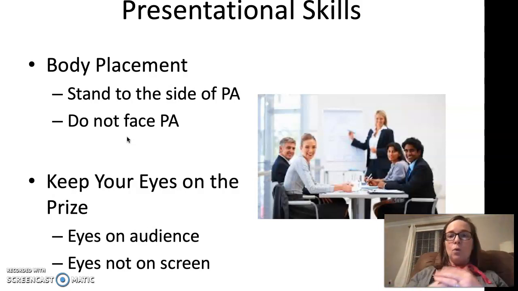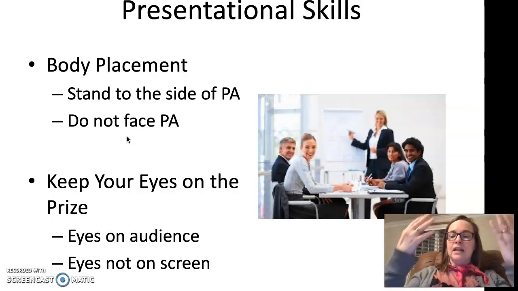PowerPoint or Prezi or whatever visual aid that you're using should enhance and not take over your presentation. So you want to make sure that you're the center of focus. If you're facing your presentational aid, and this is a face-to-face situation, then you are guiding that focus onto the presentational aid instead of yourself and what you're saying.